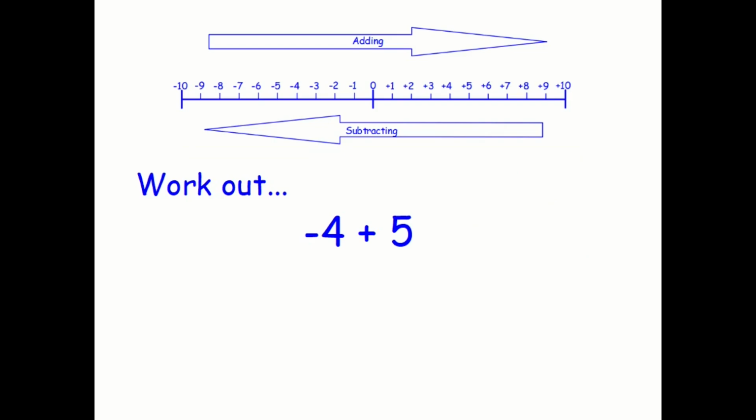So I'm going to quickly recap what we went through in the last video. We were doing questions such as this: work out -4 plus 5. In that video, we started out here at -4, found it on the number line, and then added 5. You can see the arrow here indicates that adding means we're going to the right. So if we add 5 onto this, we end up at +1, or just 1.